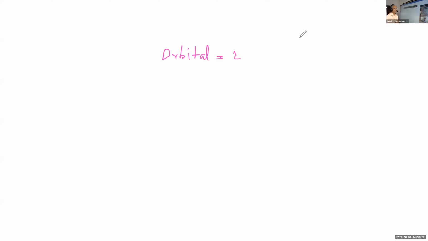While orbital maximum, that is equal to 2. In an orbital, there can be a maximum of 2 electrons only. If it is so, we can calculate the number of orbitals in a given shell. In a given shell, what will be the number of orbitals?